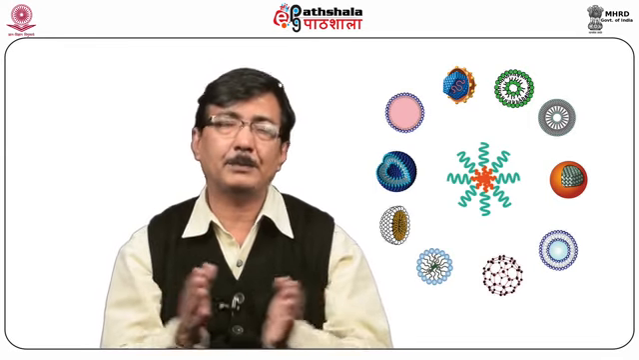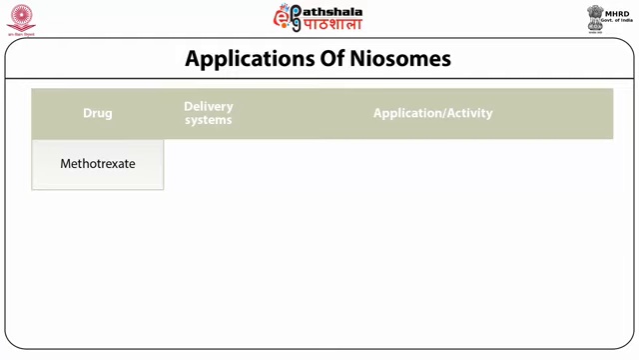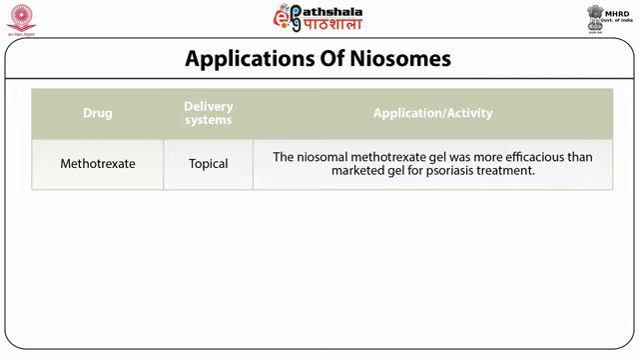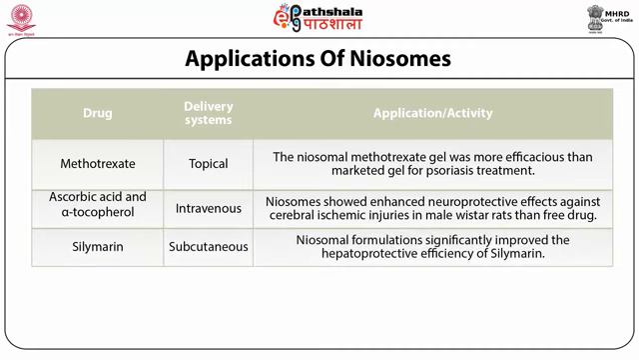Because of their size, they can very easily encapsulate low molecular weight drugs, peptides, small and long nucleic acids, imaging agents, and proteins. Now in this table you can see the applications of niosomes cited in the literature, like methotrexate in the form of a topical gel, which was found to be more efficacious than the marketed gel for the treatment of psoriasis. Similarly, ascorbic acid and alpha tocopherol, given by IV route in the form of niosomes, showed enhanced neuroprotective effect against cerebral ischemic injuries in male Wistar rats in comparison to free drugs. Similarly, silymarin, given by subcutaneous route in a niosomal formulation, improved the hepatoprotective efficacy of the drug.